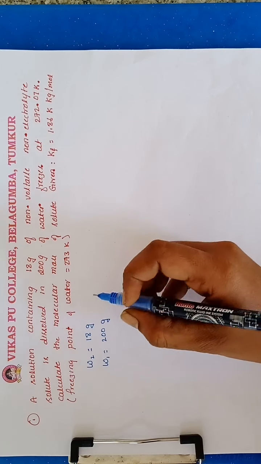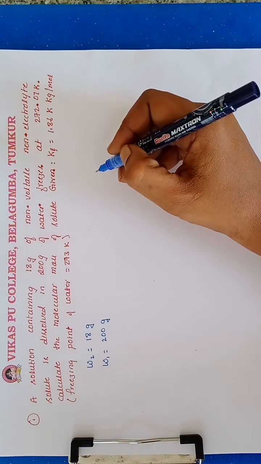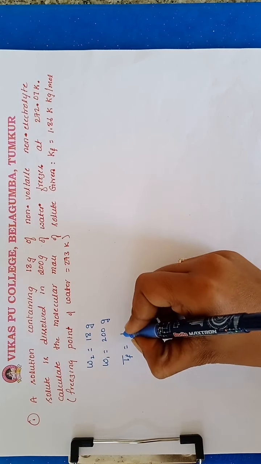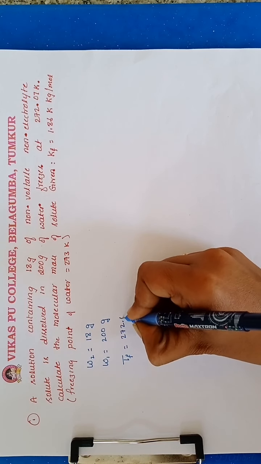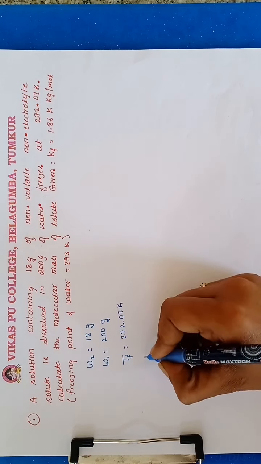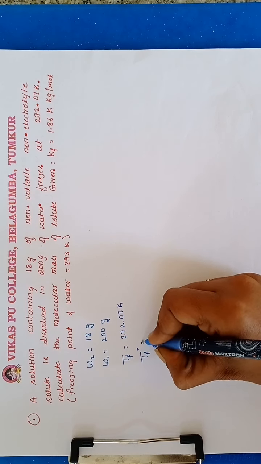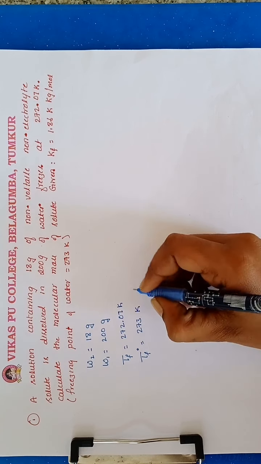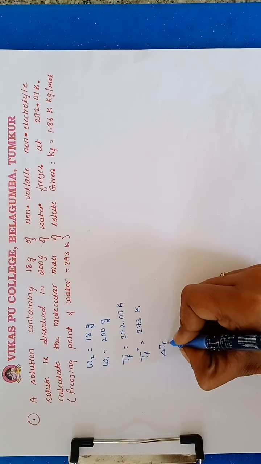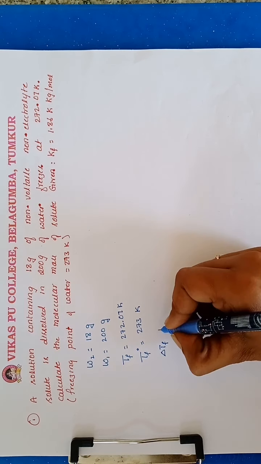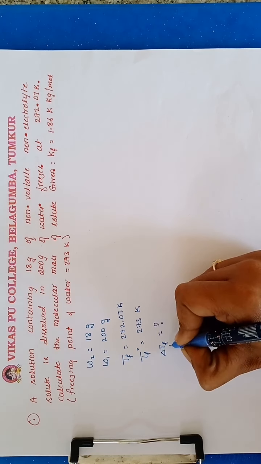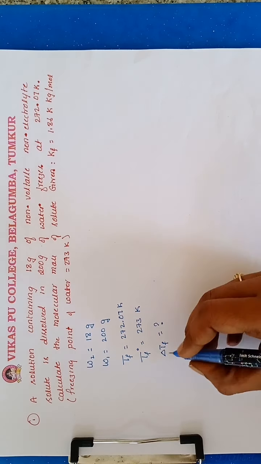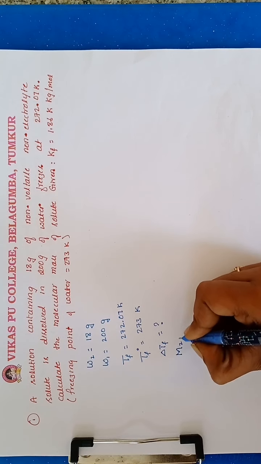W1 is 200 gram. And they are given Tf and Tf naught. Tf is 272.07 Kelvin. Tf naught is 273 Kelvin. Then we should calculate the delta Tf, the depression of freezing point. After calculating this, we should calculate the molecular mass of the solute, that is M2.